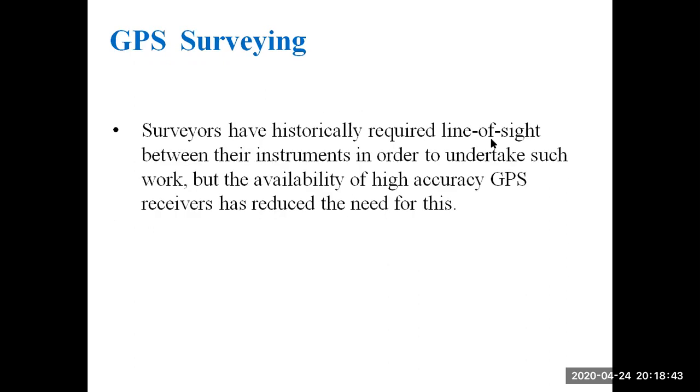Surveyors have historically required line of sight between their instruments in order to undertake such work. But the availability of high accuracy GPS receivers has reduced the need for this. So earlier, surveyors required line of sight between their instruments to measure and map features on the surface of the earth. But with high accuracy GPS receivers, the need for line of sight in determining land boundaries, etc. has been reduced.